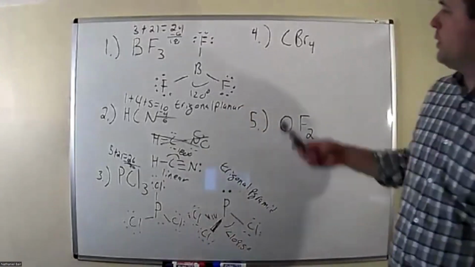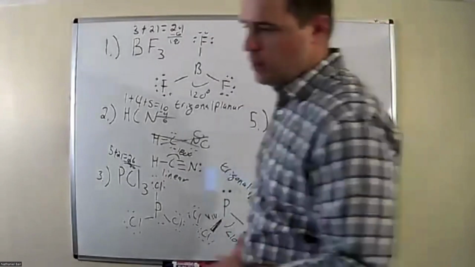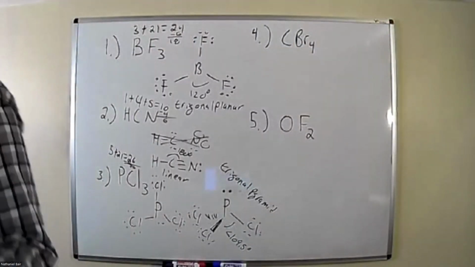Cool, keep on trucking, folks. Try CBr4 and OF2. Try to draw them correctly with the right molecular geometry. Give me the name and the angle.